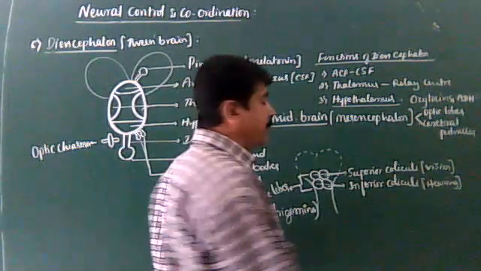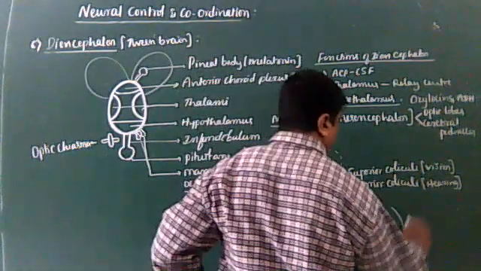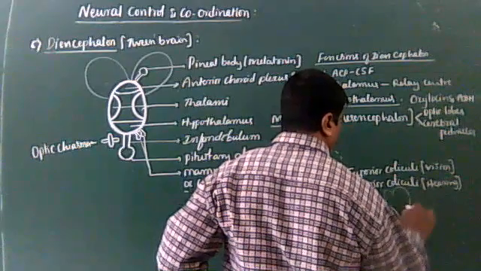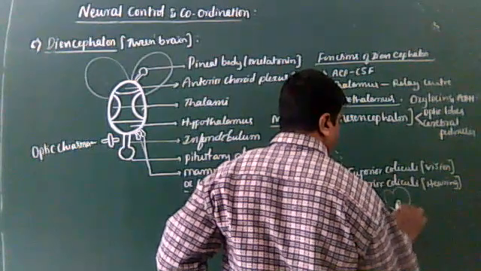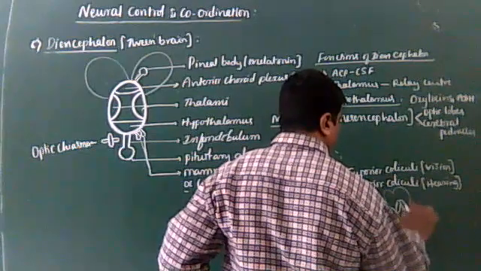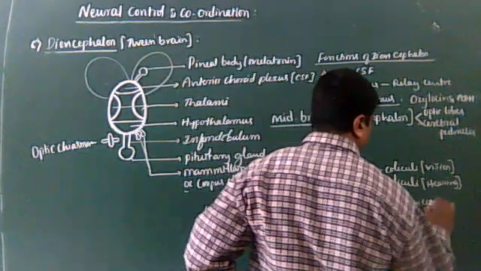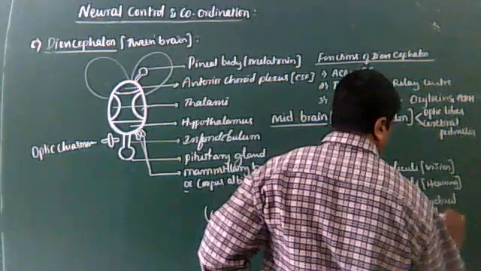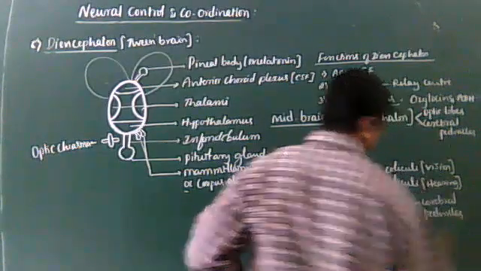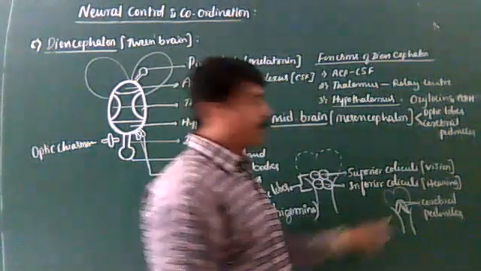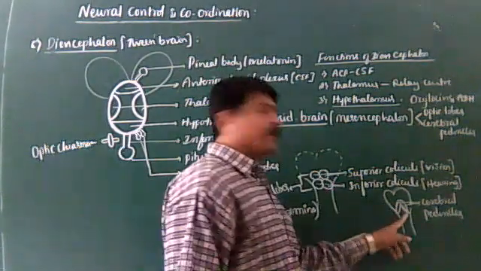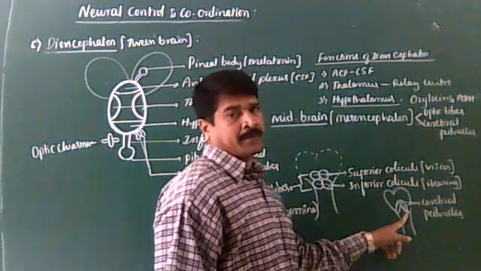Let us come to the cerebral peduncles. These are the paired thick bands of medullated nerve fibers, like this one. So these are the cerebral peduncles. These are the paired thick bands of medullated nerve fibers present on the ventral side of the midbrain.